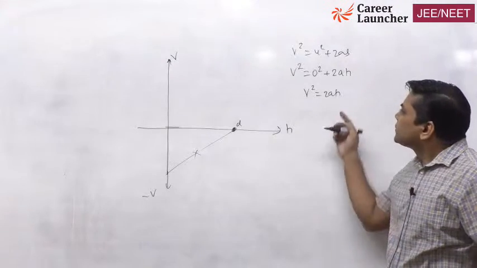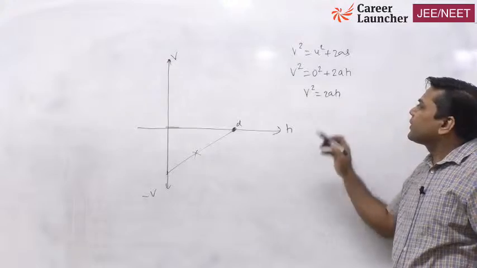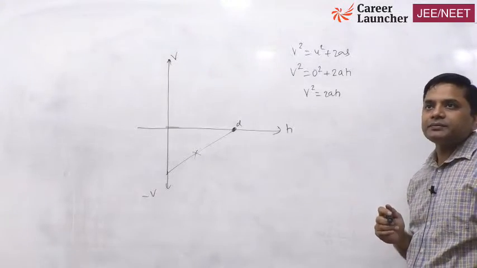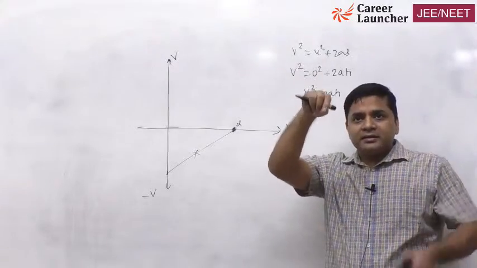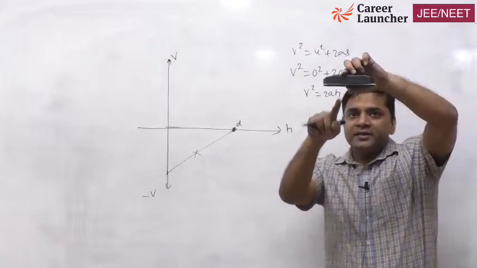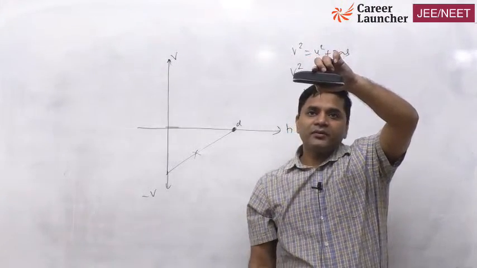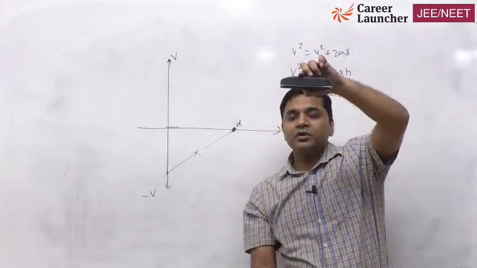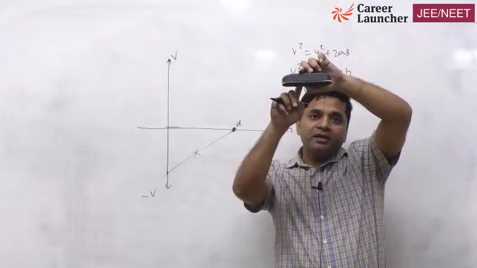Initially the velocity was 0, and as h increases from this height I am taking, here what is happening? d keeps on decreasing, and when it hits the ground, d becomes 0. So d is not measured from the ground upward. It's starting from there, the height d.